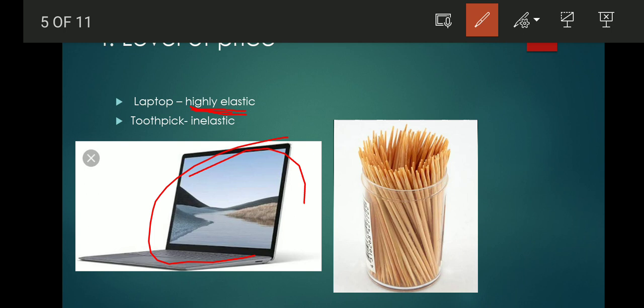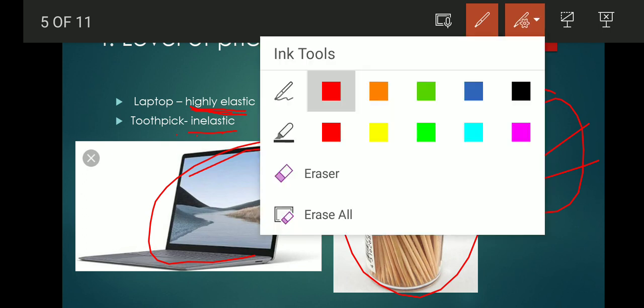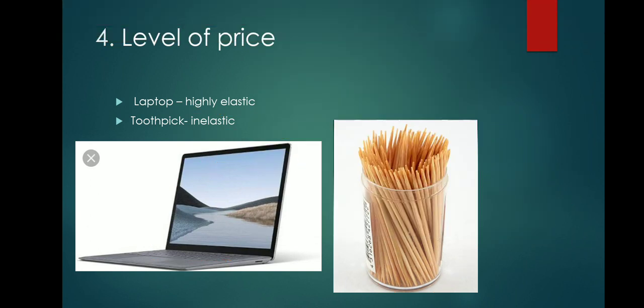But let's take the example of a toothpick. If the toothpick price rises, it will be just a rise of 2 rupees or 5 rupees. So in such a case it's affordable, so the demand will be inelastic, which means it will not change. Okay, so in the case of a high-priced commodity, the demand will be highly elastic, and in the case of a low-priced commodity, the demand will be inelastic.